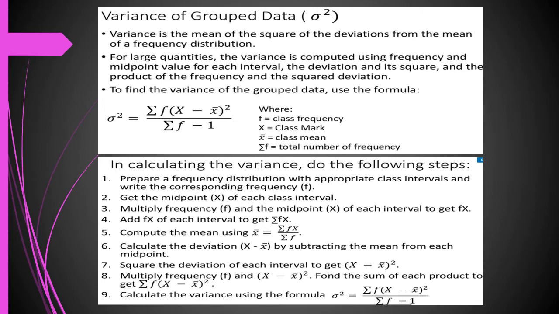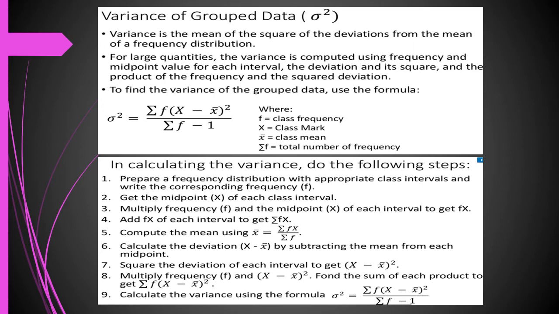In calculating the variance, do the following steps. Number 1. Prepare a frequency distribution with appropriate class intervals and the corresponding frequencies. Number 2. Get the midpoint x of each class interval. Number 3. Multiply the frequency and the midpoint of each interval to get f times x, and add f times x of each interval to get the summation of fx. Compute the mean using the formula: mean is equal to summation of fx divided by summation of f. Calculate the deviation, x minus mean, by subtracting the mean from each midpoint.